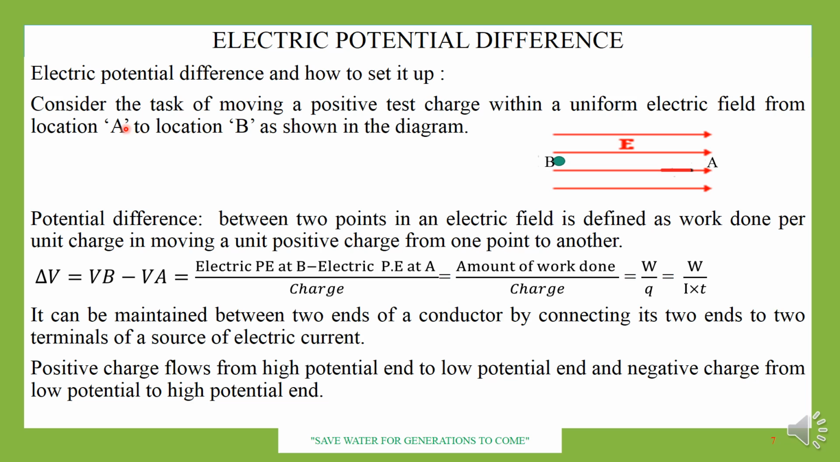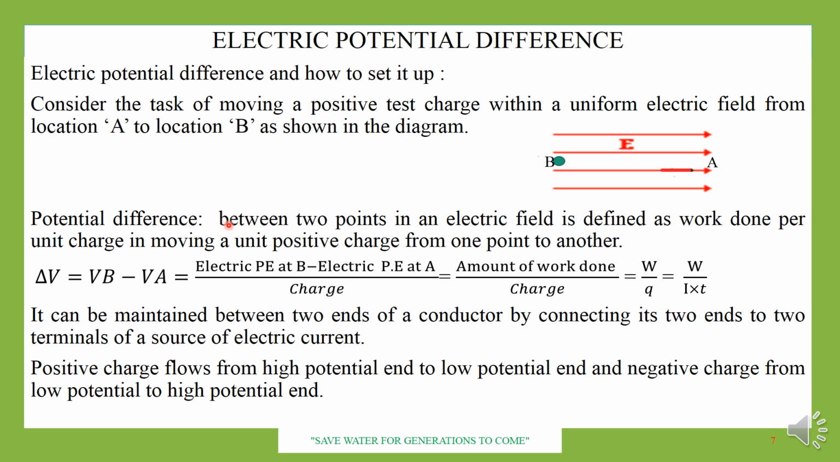Again, I am repeating, consider the task of moving a positive test charge within a uniform electric field, from location A to location B in the diagram. This is a uniform electric field because parallel lines are there. From this we come to know that potential energy is low here and high there, because we are going against the direction. We are working against it, so more and more potential energy is required.